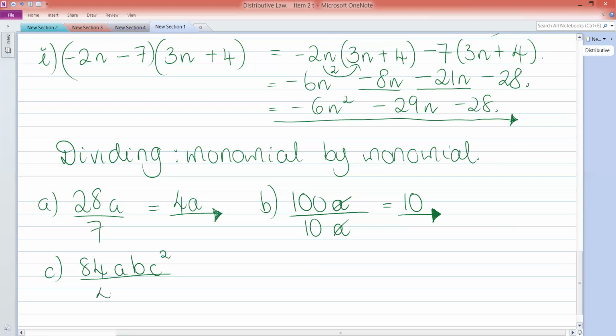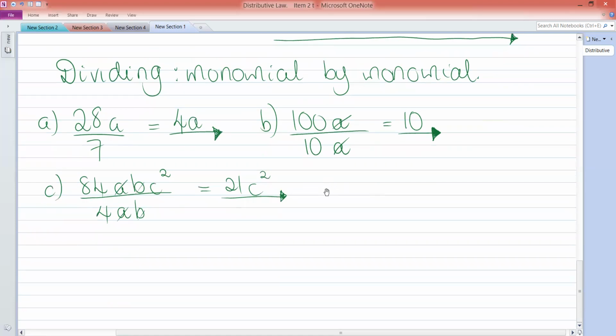Now, let's look at 84abc squared divided by the number 4ab. Okay, let's see. Someone talk me through this one. What should I do here? Any ideas? 84 divided by 4. Right. What does that give me? 21. And then are there any like terms in the numerator and the denominator that will completely cancel out? A and B. Right. So those two cancel. And the only thing that's now left is the c squared. There we go.